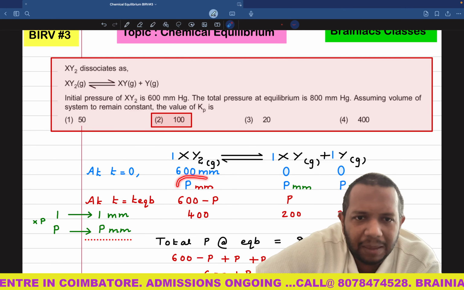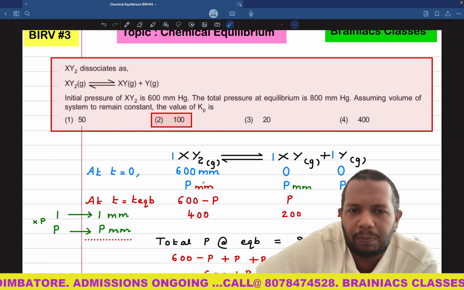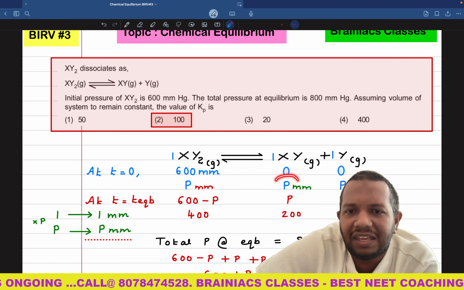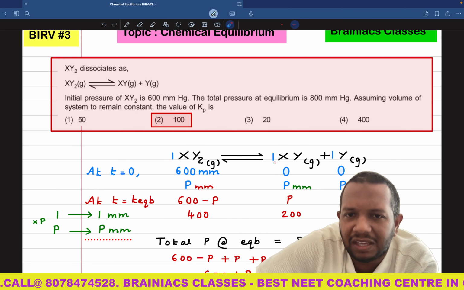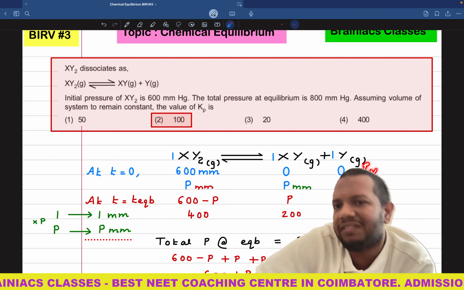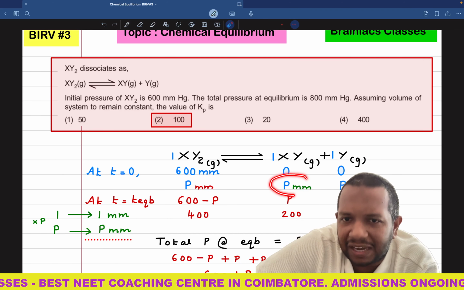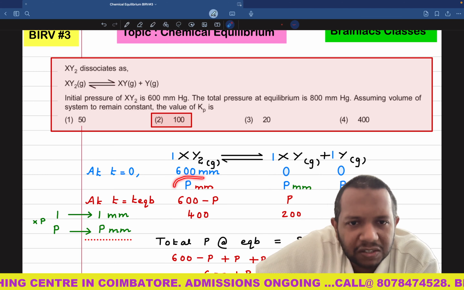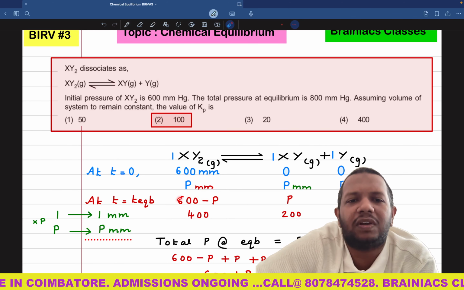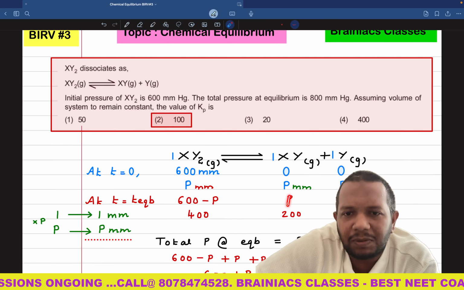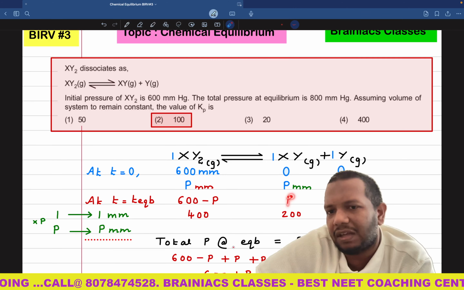So this P mm pressure is now decreased from the reactant, and that is coming here as P mm. Why is P mm coming here? Because P units of XY have been generated and P units of Y have been generated, and the pressure of that is written as P mm and P mm here. Now this much pressure is decreased from the reactant, that's why 600 minus P is coming here. Here that much pressure is increased, so that's why P is coming here.